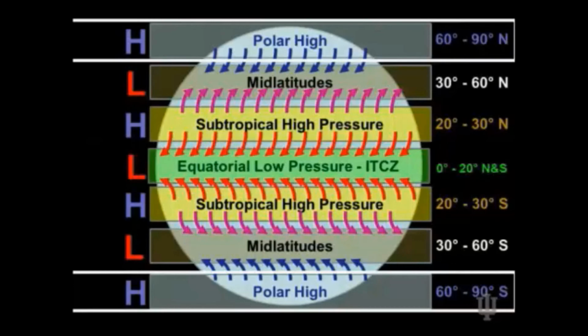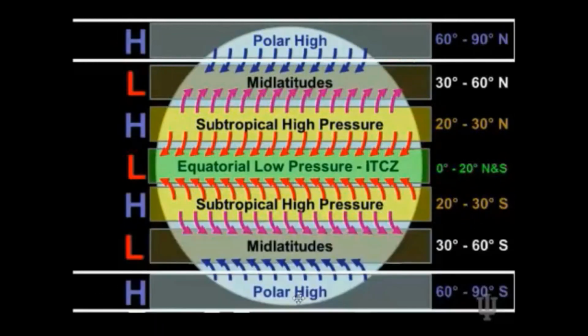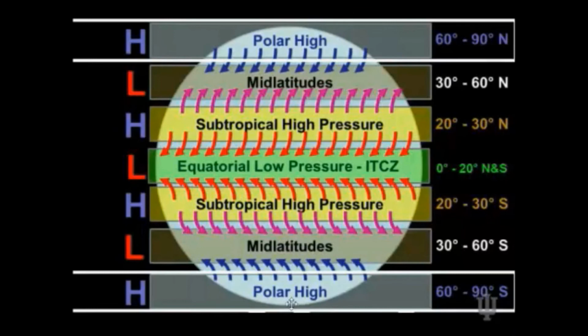Then we have the polar high pressure. The polar high pressure, as the name implies, high pressure, dry. Why in the heck does Antarctica have a massive ice sheet that's like hundreds of feet thick? It's one of the driest places in the world. Why does it have all that ice?